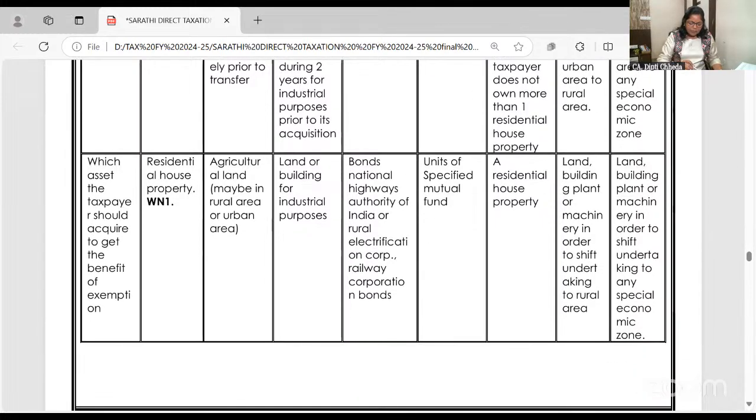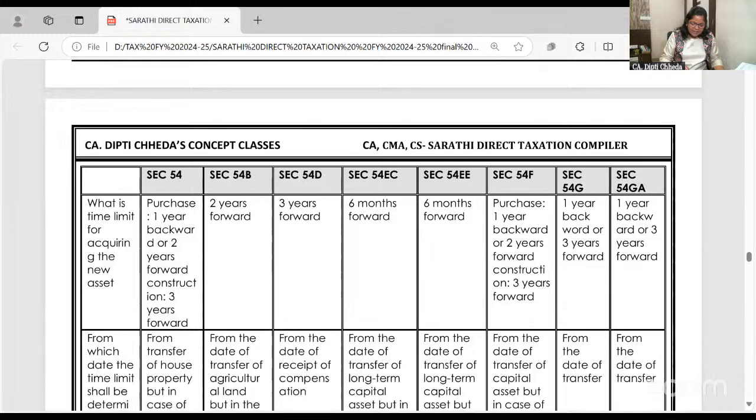Residential house property. Which asset should you buy? I can sell the house nearby to OU where I'm staying, and buy a house in Kukatpalli, Banjara Hills. I can sell the house in Hyderabad and buy another house in Mangalore city, right? So sell the house, buy the house.